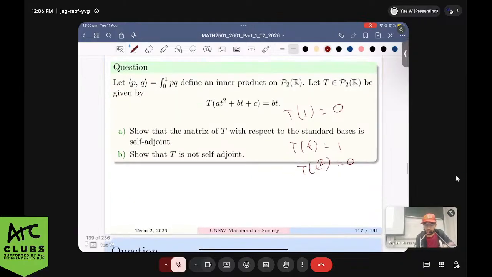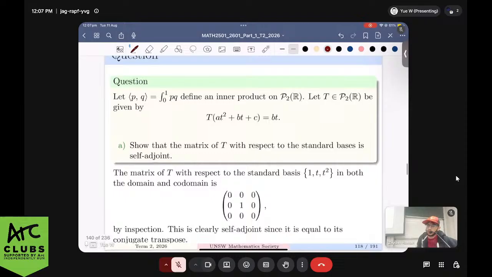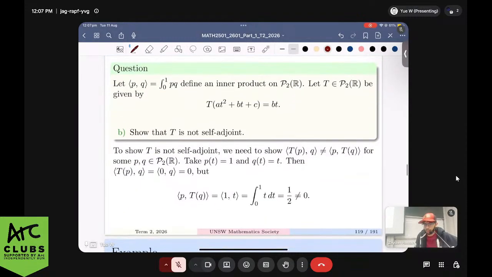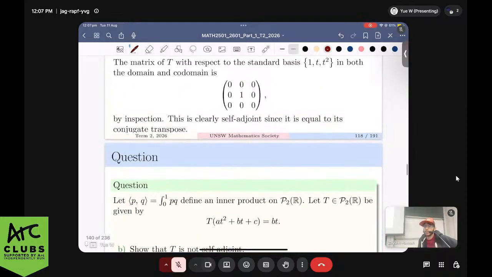Using the standard basis, you can write it as 0, 0, 0, 0, 1, 0, and 0, 0, 0. Now this matrix is clearly self-adjoint, it's equal to its conjugate transpose. It's a diagonal matrix and the entries are real, so it's equal to its conjugate transpose. Okay, now show that T is not self-adjoint. Interestingly, T has a matrix which is self-adjoint, but T itself is not self-adjoint.